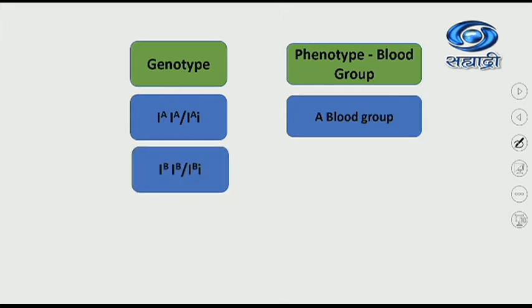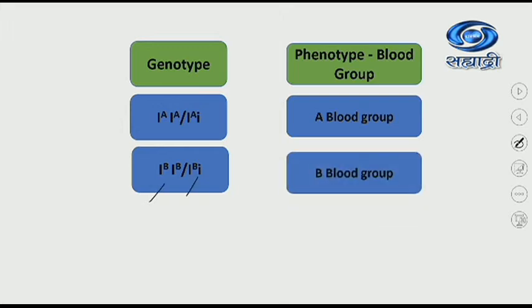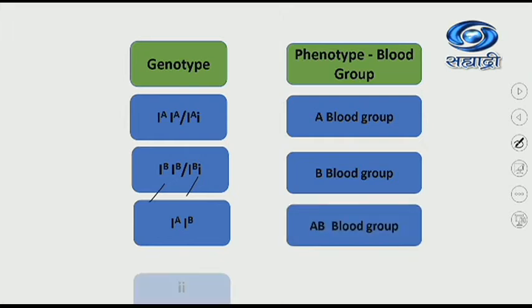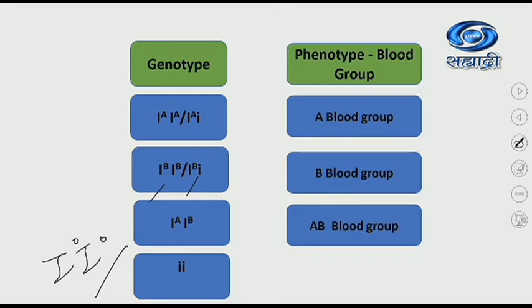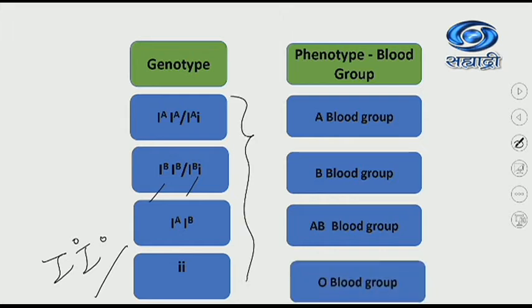If the genotype is IB IB or IB small i, that is homozygous IB or heterozygous IB, blood group is B. If it is IAIB, they are codominant, both will exist together, so blood group is AB. And if it is homozygous recessive, either it can be written as small i or as I0, then the blood group is O blood group. So this you should know. Many different types of alleles are there, and they are responsible for forming any one type of blood group.